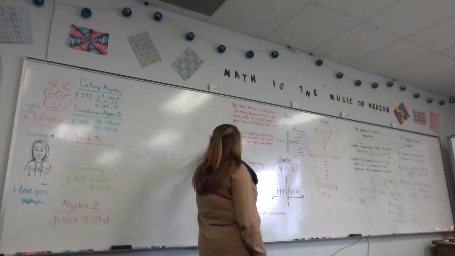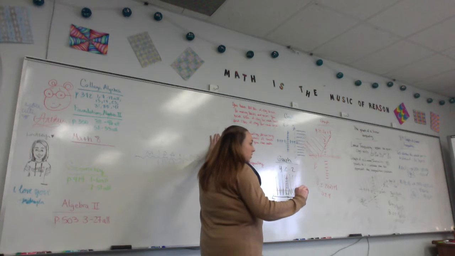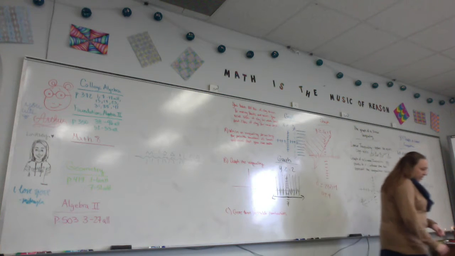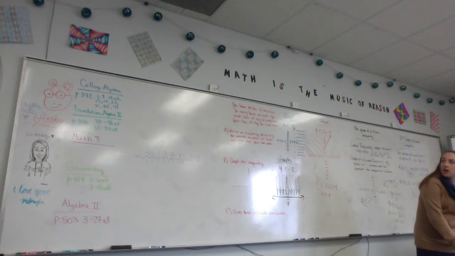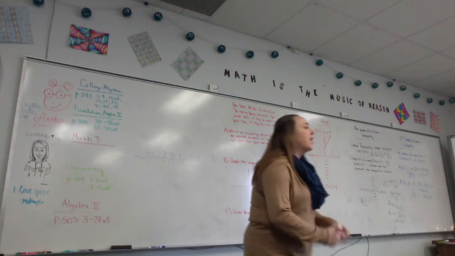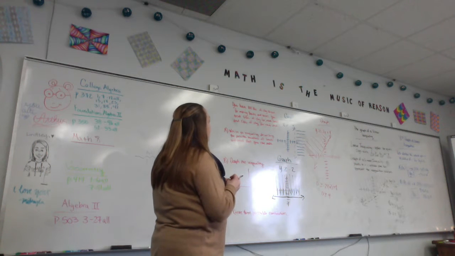Write an inequality describing the possible numbers of bowls and vases that you can make. So I need to write an inequality for this, okay? What are the numbers I have to work with already? 105 and 2. Good, Carter. 105 and 2. So what do you think? Do I have to use all the clay?